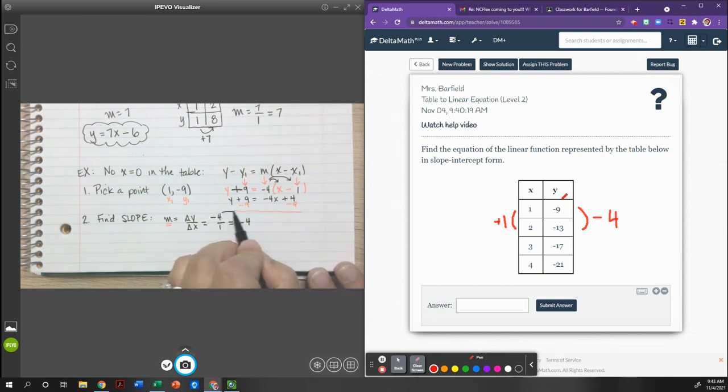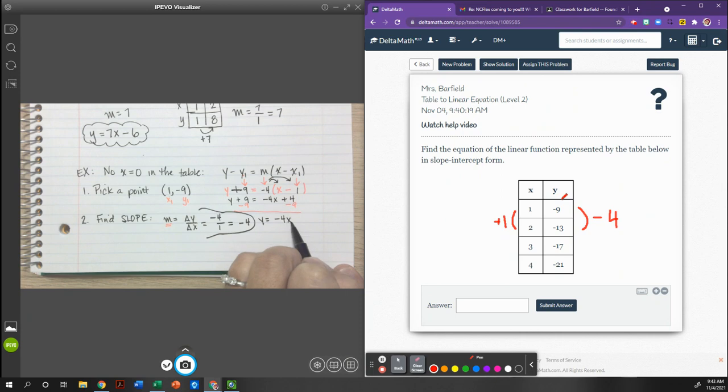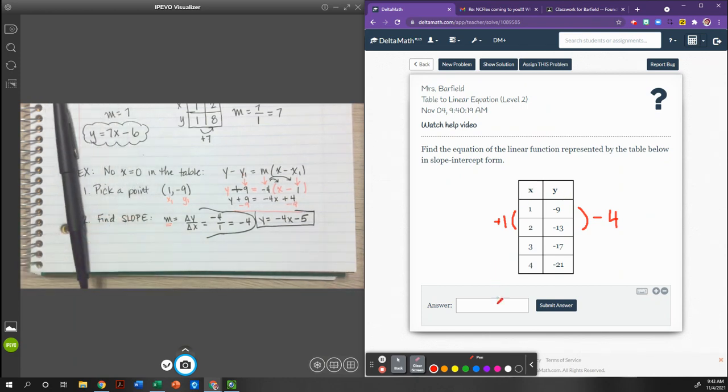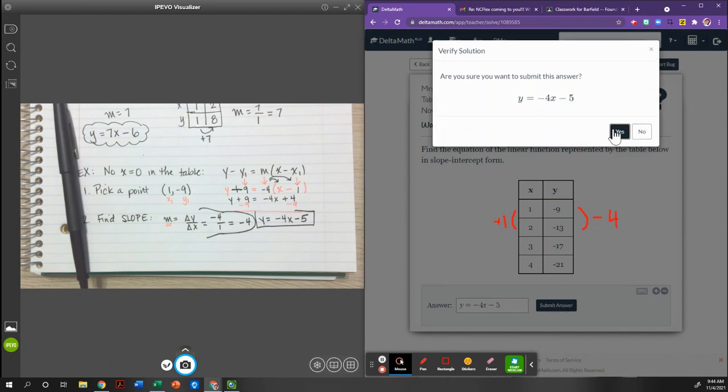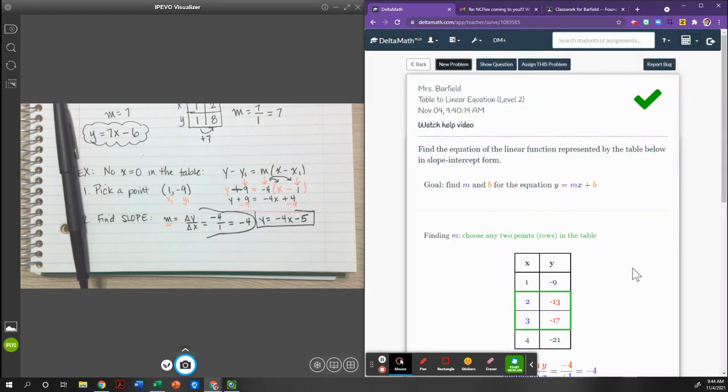Let me just kind of box that off at the moment. So I get y equals -4x, and then 4 minus 9 is -5. And that's it. So I'm going to go here and type in y equals, since this time they didn't put the y equals for us, -4x minus 5. Submit my answer, and there we go.